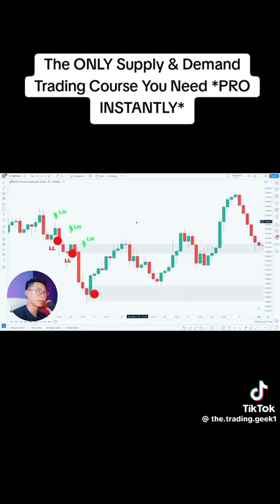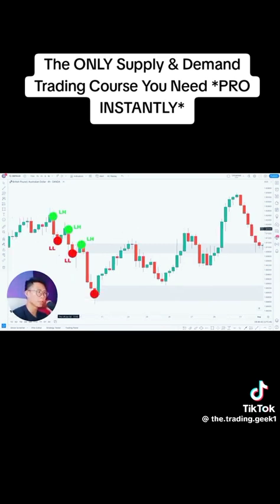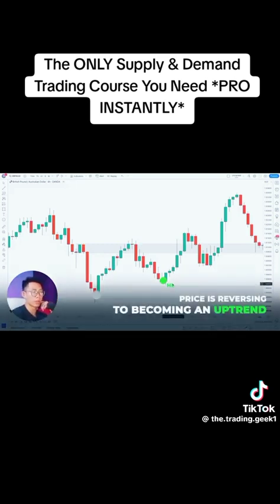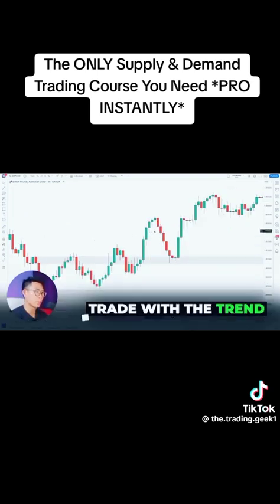Now at the end of the day, just look at the market structure. Over here you can see price is creating lower highs, lower lows, lower highs, lower lows, and then it starts to break past the previous lower high and come back down to create a new higher low. This low is higher than this one right here. This already tells us that price is reversing to become an uptrend. Next thing you know, price starts to break past this supply zone once again, creating another higher high and another higher low, and higher high and higher low. So in this example, when price is in the uptrend, like I said, you want to trade with the trend. So make sure you stick to buying at demand zones.